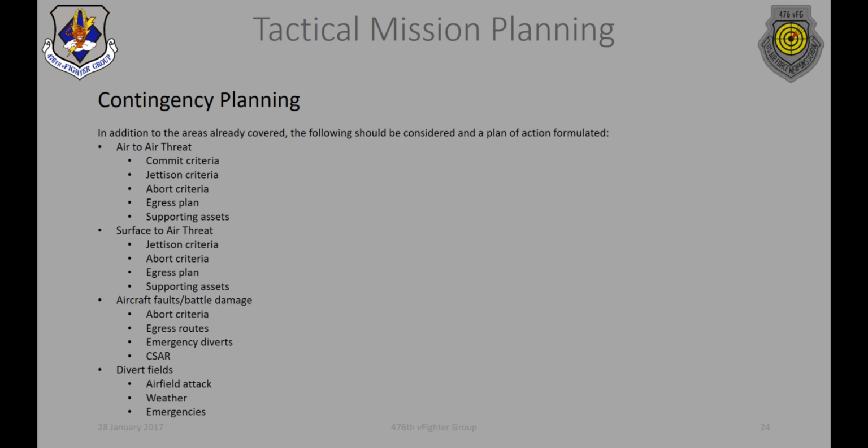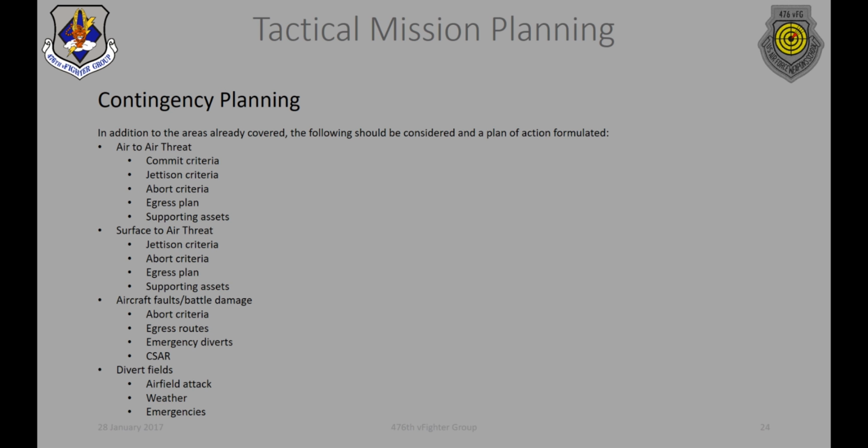Egress route. Obviously now you're dealing with battle damage, so you might have an aircraft that is down on performance. Say, for example, you lost an engine, how are you going to deal with that? Is that going to affect which route you choose to egress? You may now, for example, not be able to do a direct flight to home plate if that means you've got to fly over mountains. You might have to go round. Factor that in.